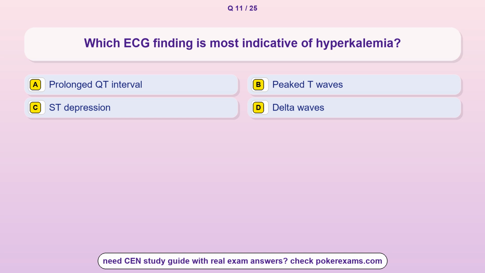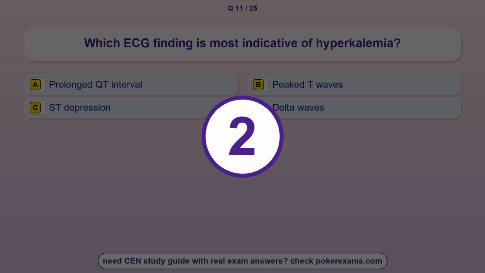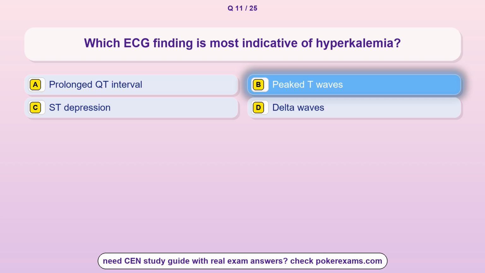Question 11. Which ECG finding is most indicative of hyperkalemia? Option A, prolonged QT interval. Option B, peaked T waves. Option C, ST depression. Option D, delta waves. The correct answer is option B, peaked T waves.